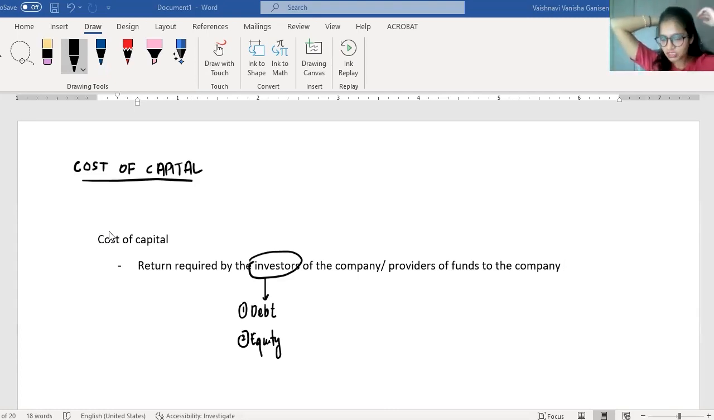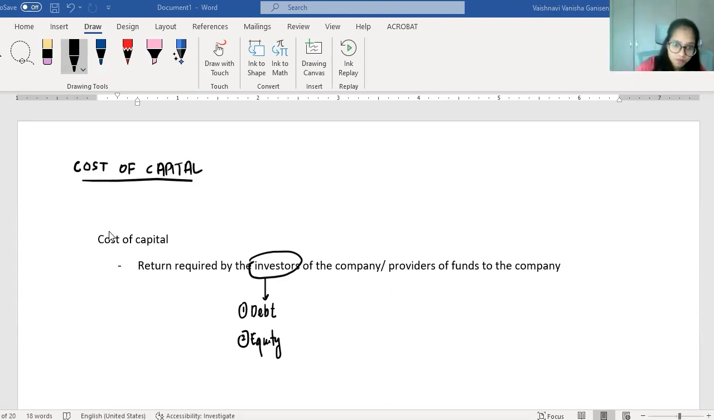So what you must know is the formula to calculate your cost of equity, the formula to calculate your cost of debt, and how you perform these calculations. All right, so that is what we are going to learn in this topic. Now, there are two parts of cost of capital that you need to understand.